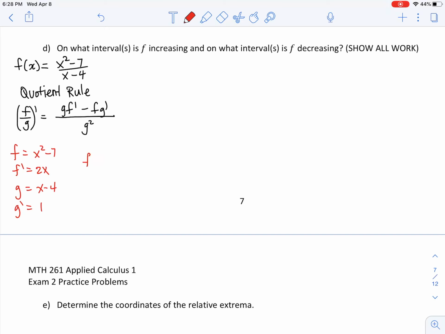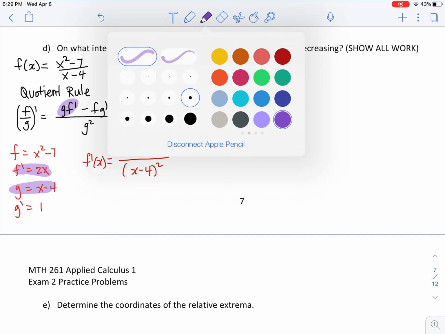If we plug in all the pieces we have here, then the denominator will be x minus 4 squared, because that's g squared. And for the numerator, let's do gf prime. Gf prime will be this times this, right? So let's write those two.